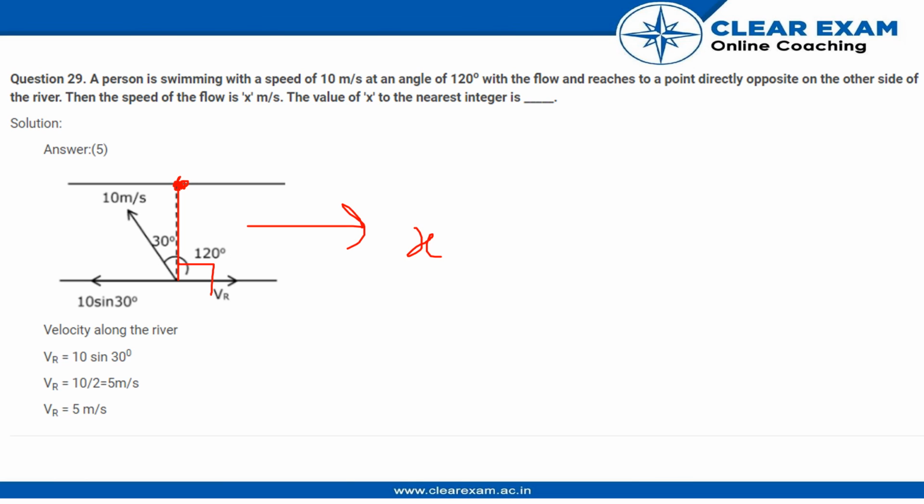So 10 sin 30 should be able to counteract the exact flow or the velocity of the river, and when we equate them we get the value of the speed of the river to be equal to 5 meter per second.